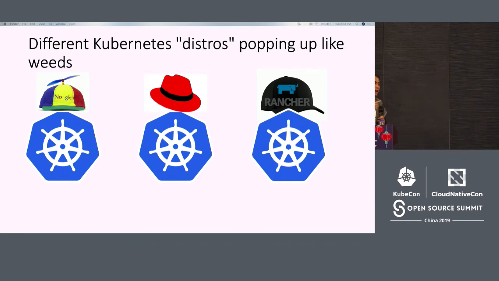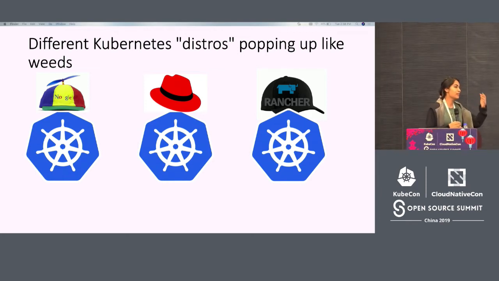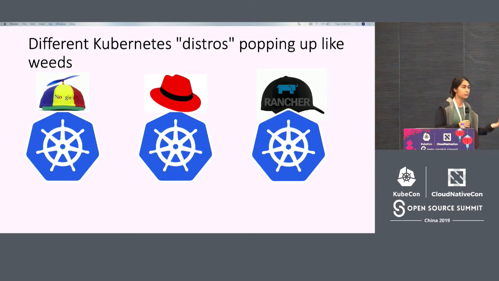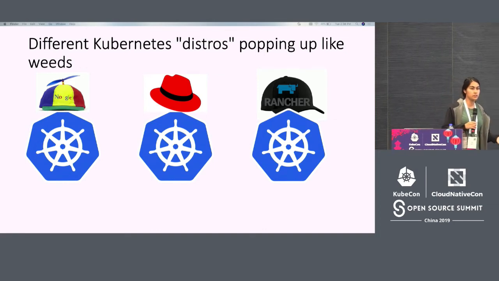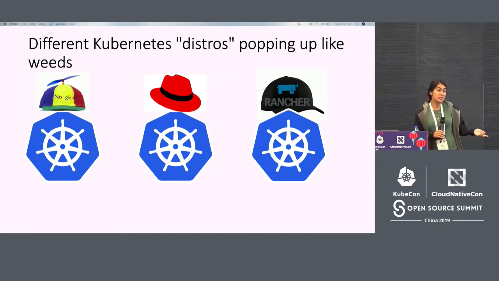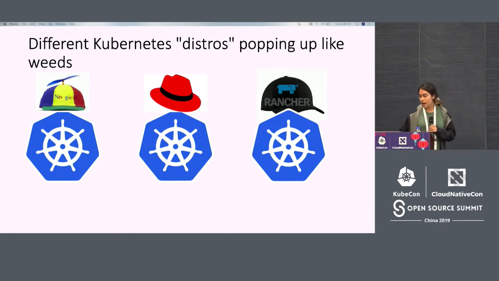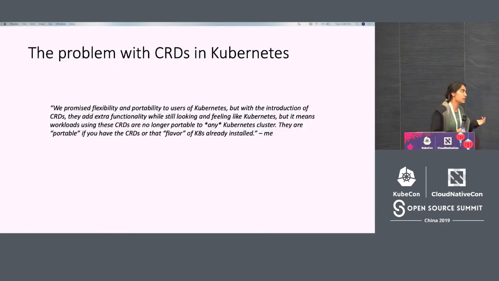And the same thing with Red Hat, their distribution, and then Rancher. So all of these, and then even Microsoft and even other cloud providers, a lot of us are writing our own custom CRDs to give customers an easier time and more functionality on top of Kubernetes. But really what we're doing is kind of fragmenting the community.